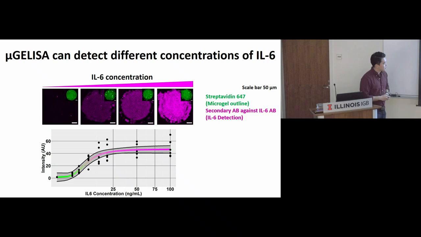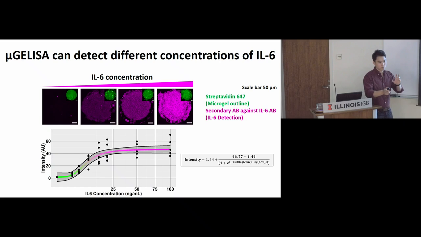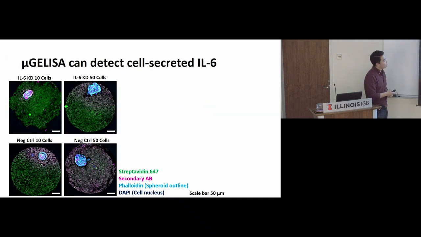And I measured basically the intensity of the whole slab of microgels and fit that into a 4-parameter logistic regression. That gives you an equation for intensity based on the IL-6 concentration. Then whatever intensity you get, you fit it into that equation and get your IL-6 concentration. So that's what I tried to do here.